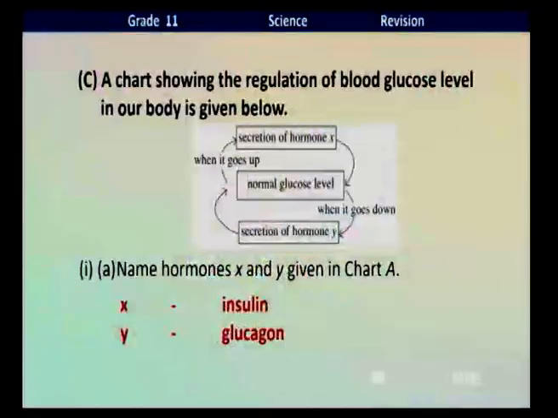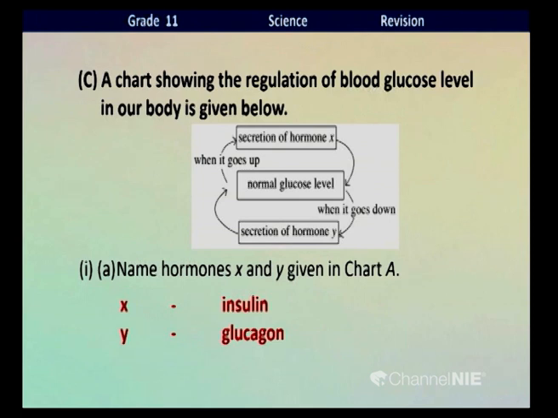Okay. Then what's the function of insulin? Because of the action of the insulin hormone, additional blood glucose is converted to glycogen and stored in the liver. Thereby, the glucose level can be brought back to the normal state. Okay. Then what's this other hormone? Now the hormone X is insulin and the hormone Y here is glucagon.